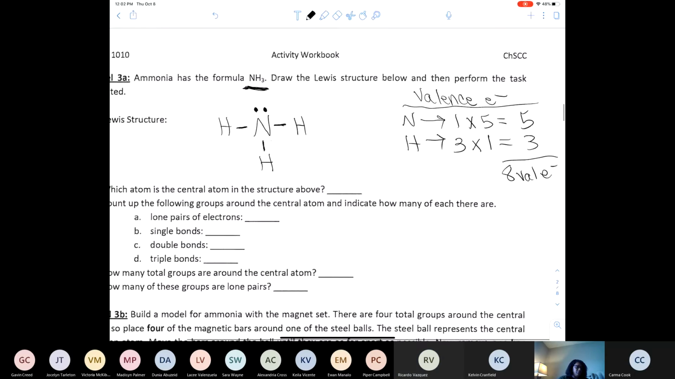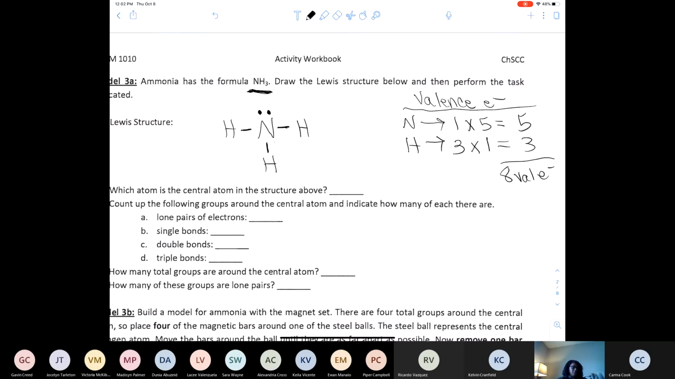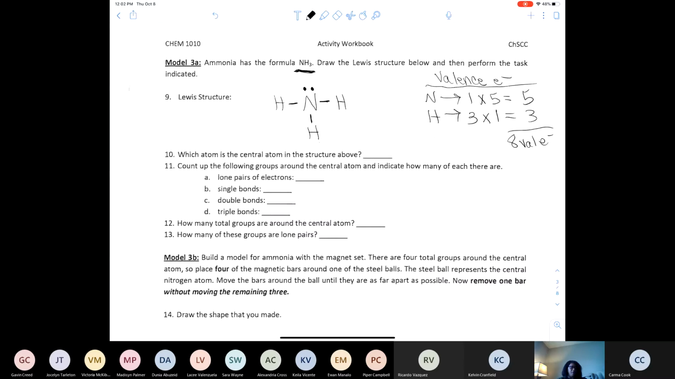The lone pair is 2. Each single bond is 2. So 2, 4, 6, 8. So we've got our Lewis structure complete for ammonia. And so now we can answer the questions.